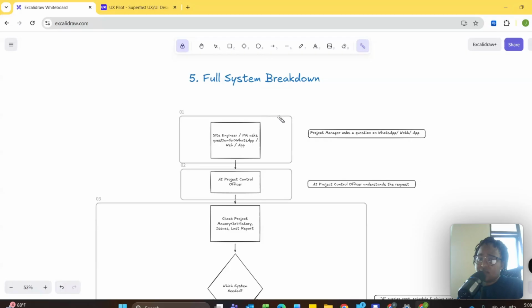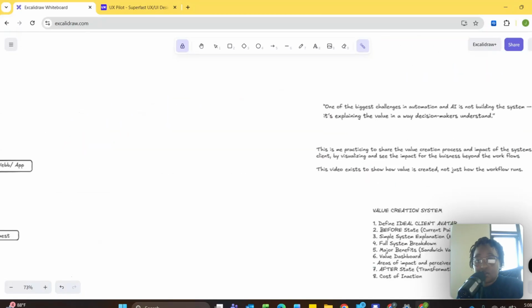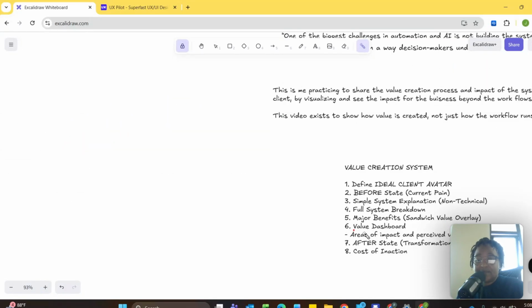Now, with this full system breakdown, it's important to interpret what it means in terms of the impact that's going to happen, which is moving further to step number 5, major benefits. Like, okay, you have shown me the system. So now let's come back to the value. Remember, our process here is a value creation system. So what are the major benefits of all this full breakdown that you did for me?